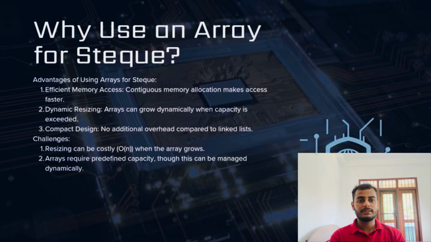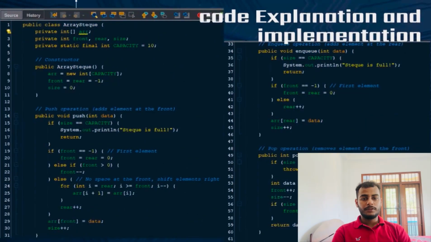So now is the time for the code explanation. I have written a Java code for you. Let's begin. First, lines 1 to 11, defining an ArraySteque class. It has an array arr to hold the elements and three important variables, front, rear and size, to manage the Steque. We also have a constant capacity, which sets the maximum size of the Steque.